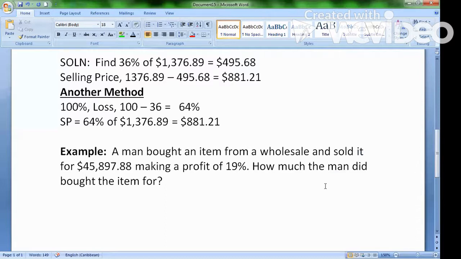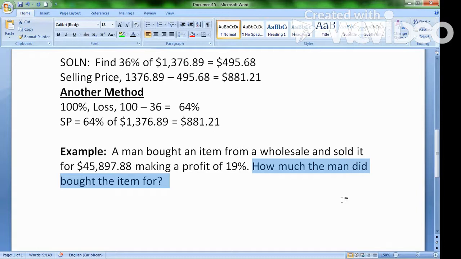How much did the man buy the item for? Something wrong with this? How much did he buy the item for? Yes, sir. Is this incorrect?